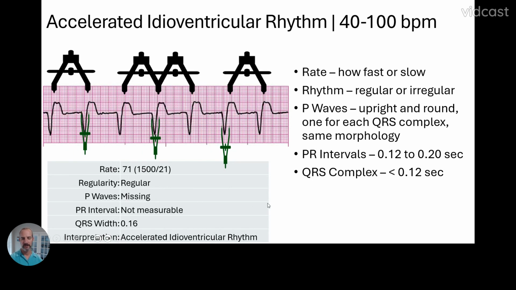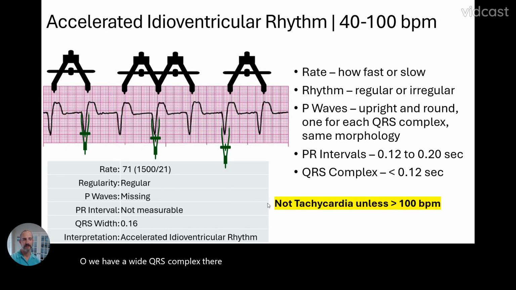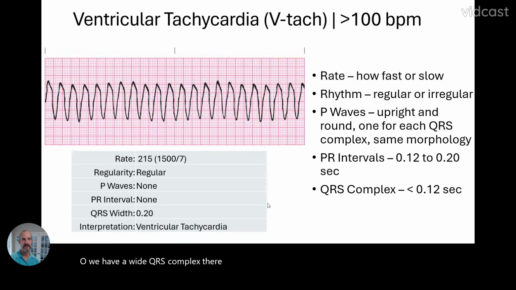And so we have a wide QRS complex there. And so with our 5 rules put together, we call this an accelerated idioventricular rhythm. Again, just a reminder, it is not tachycardia until we get faster than 100. So let's take a look at tachycardia.